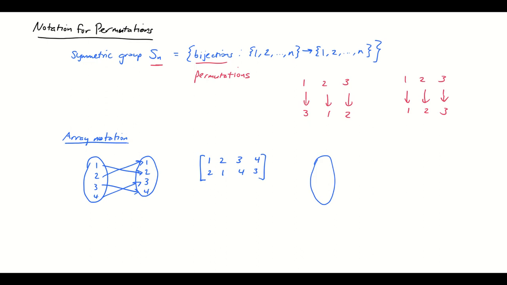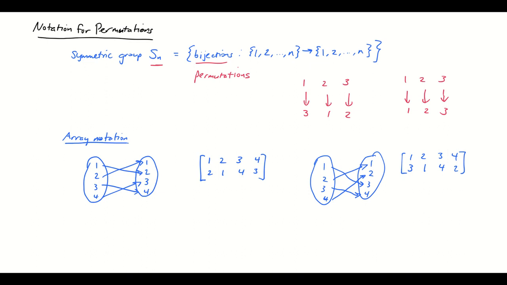Here's another example. Suppose I have 1, 2, 3, and 4, and this time I send those respectively to 3, 1, 4, and then 2. So this one in array notation will be represented by, again, 1, 2, 3, and 4 on top, and then 1 goes to 3, 2 goes to 1, 3 goes to 4, and then 4 goes to 2. That's funny, 3, 1, 4, I didn't plan that. Well, I guess if you round pi to just 3 decimal places, it really is 3.142. So that's kind of fun. Anyway, that's array notation for a permutation.